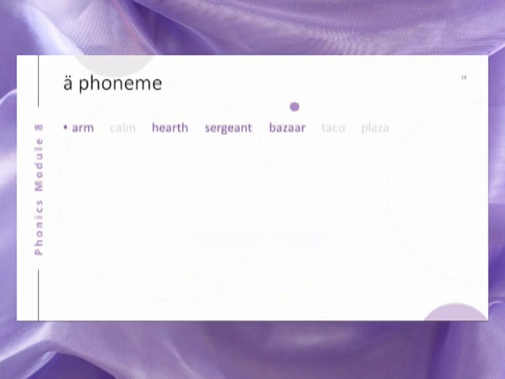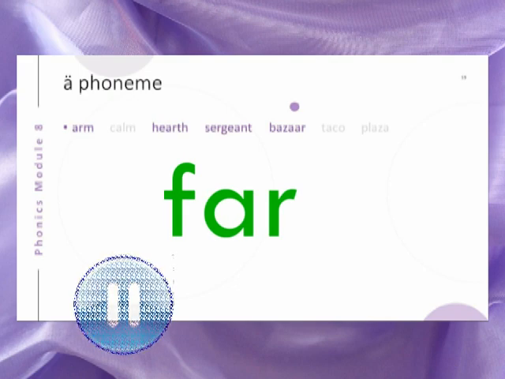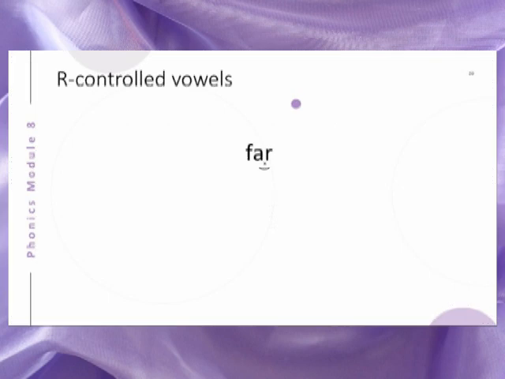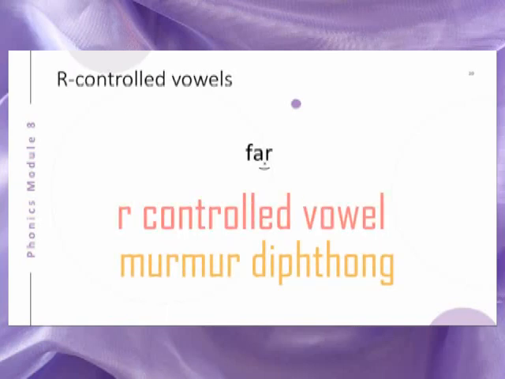Did you notice in certain words the sound was almost lost in the R? Study the vowel phoneme in this word. We can barely separate it from the following consonant phoneme, so we call it an R-controlled vowel. Some curriculums call R-controlled vowels murmur diphthongs.